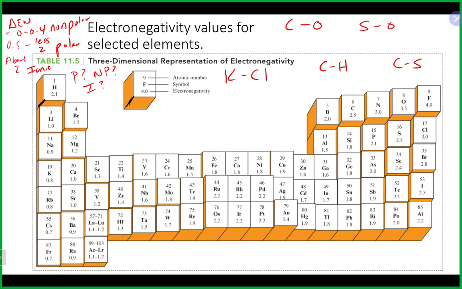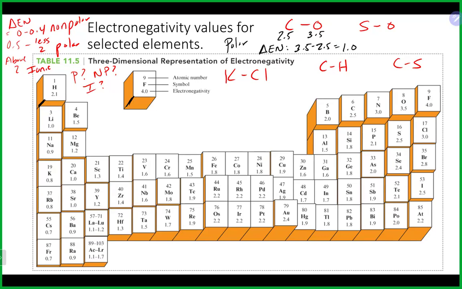Okay, let's take a look and see it. As I talked about before, you basically just take the bigger number minus the smaller number. So we come up here to carbon, we see it is 2.5. Oxygen there is 3.5. So if we calculate the difference in electronegativity, which is what that delta EN stands for, we're just going to take 3.5 minus 2.5. That is definitely going to give us a difference of 1. That is above 0.4, but less than 2. So this tells us this bond should be polar.